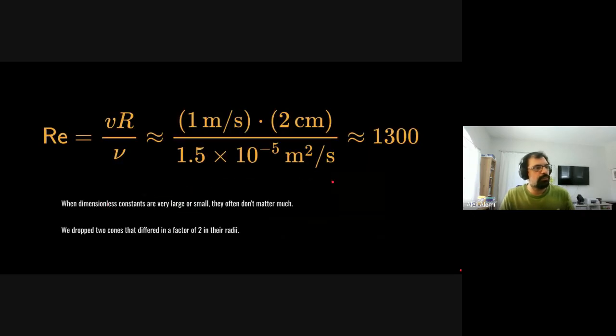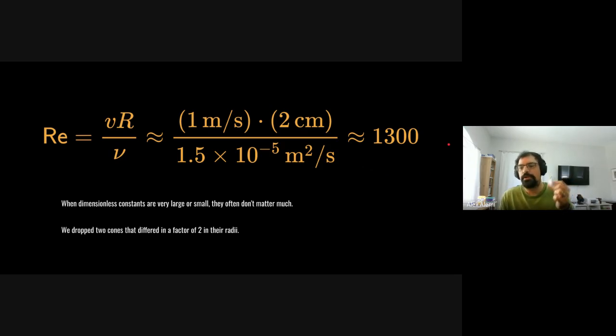But I want to tell you that we might have expected that. If we actually plug in some numbers, so you look on Wikipedia and look up the kinematic viscosity for air, you discover that air has a kinematic viscosity of 1.5 × 10⁻⁵ meters squared per second. And our smaller cone is falling at something like a meter per second, and it has about a 2 centimeter radius. This dimensionless constant happens to be called the Reynolds number, which you may or may not have heard of. It's a dimensionless constant that has to do with fluid flow. For this cone, it was about 1,300. And that's a big number.